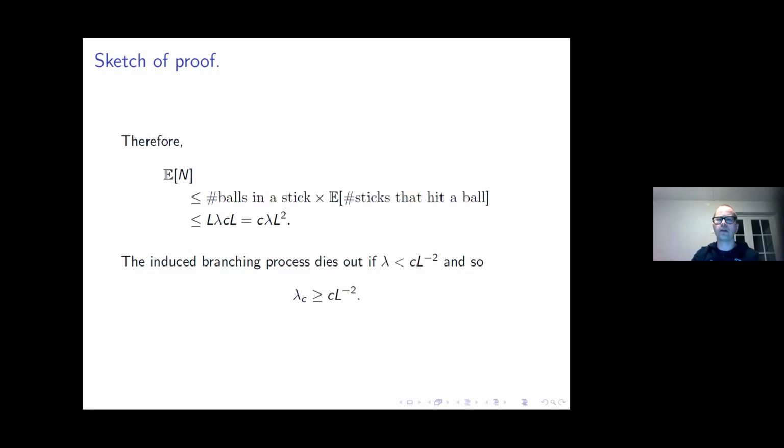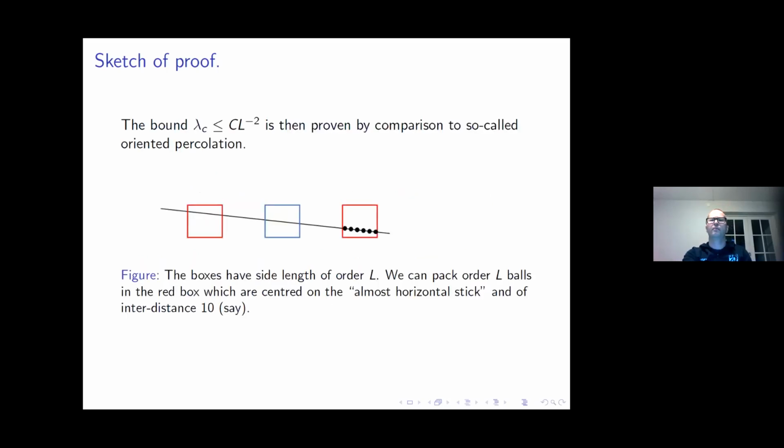Okay. Now, the upper bound requires more work. And it's a geometric construction of an unbounded component. And it's done by coupling it or comparing the stick process to what's known as oriented percolation. And oriented percolation was introduced by Rick Durrett, I think late 80s or maybe early 90s. And he used it to prove results about the contact process. And that turns out to be very useful here. Not the contact process part, but the oriented percolation.